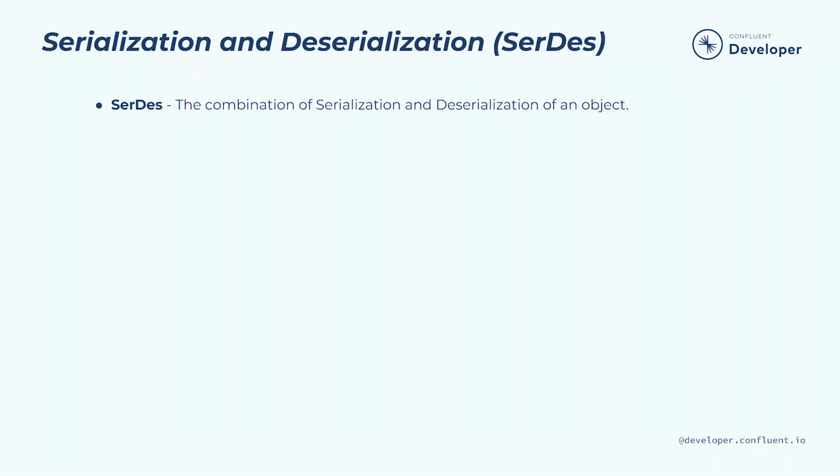The combination of serialization and deserialization is sometimes called SerDes for short. When used together, they provide a convenient way to convert from the domain objects in our code to the wire format required by Kafka.